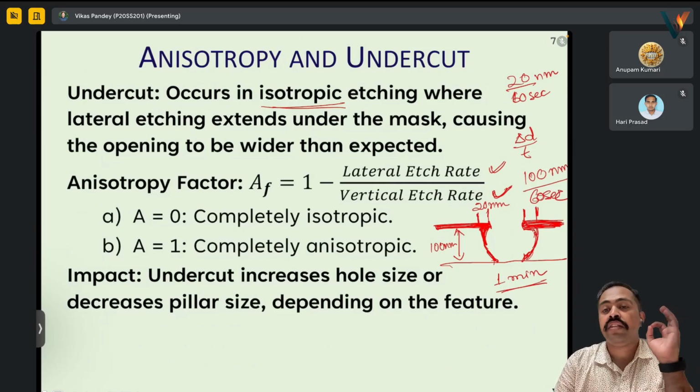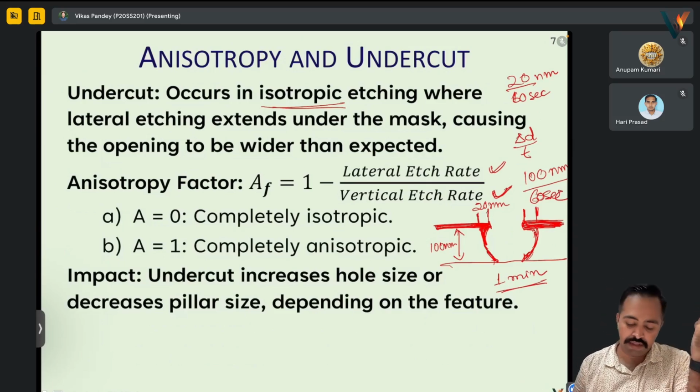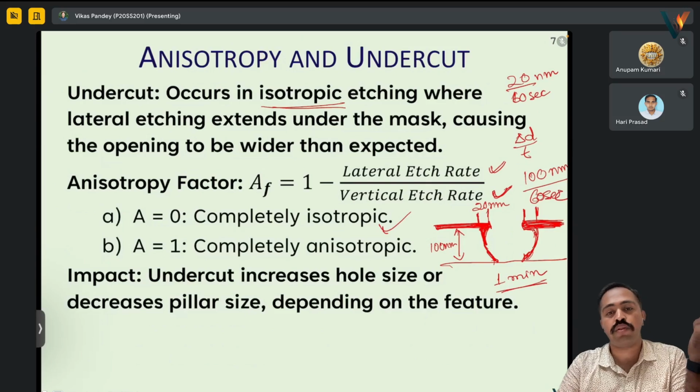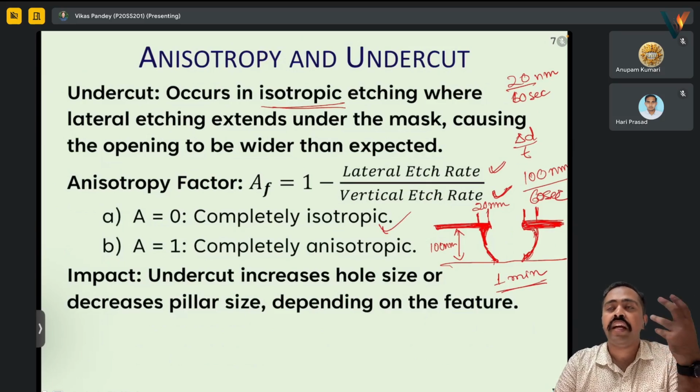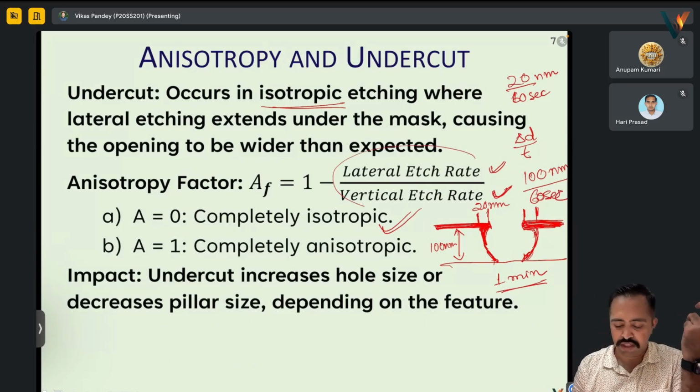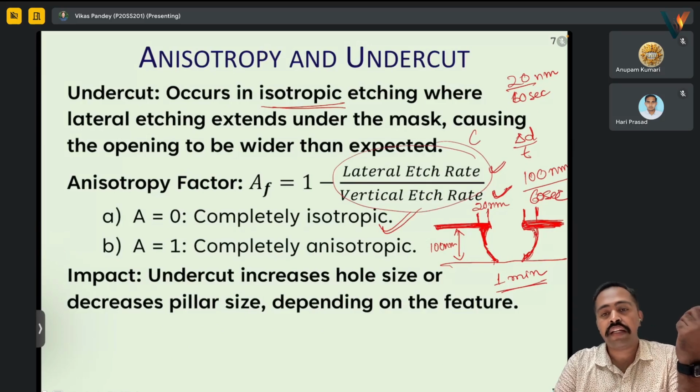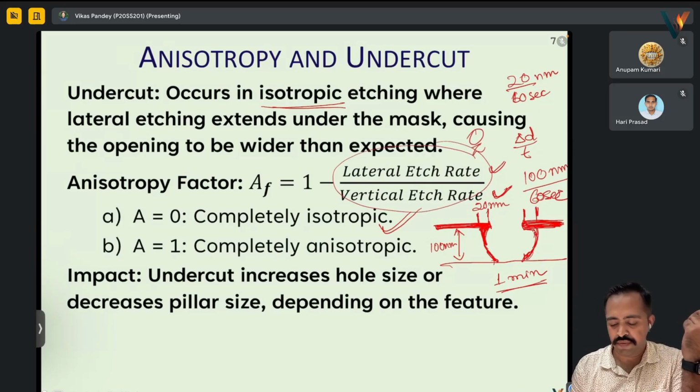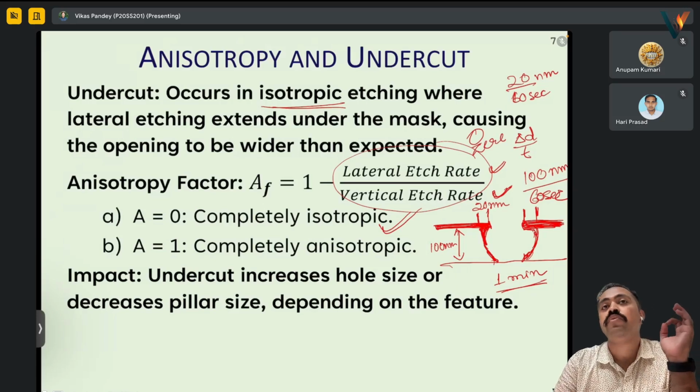If it is 0, that means in both directions the etch rate is the same. In that case, we say that it is a completely isotropic etching. Whereas if it is 1, that means there is no lateral etching, and the lateral etch rate becomes 0. In that case, we say that it is perfectly anisotropic, and this is what we generally tend to achieve.